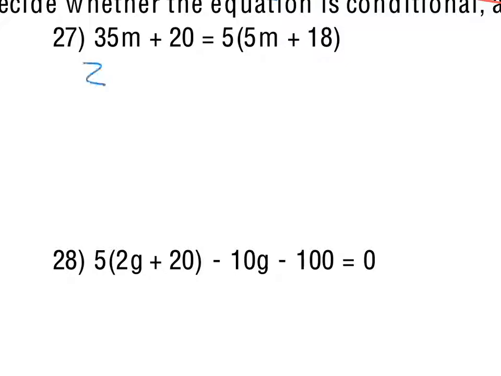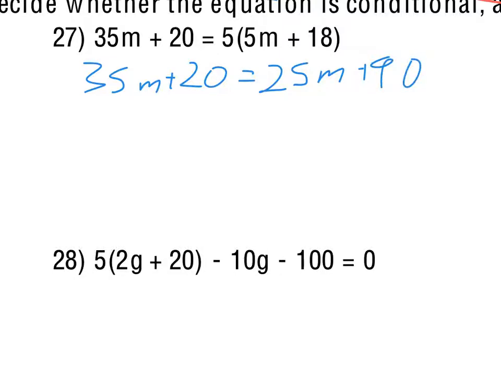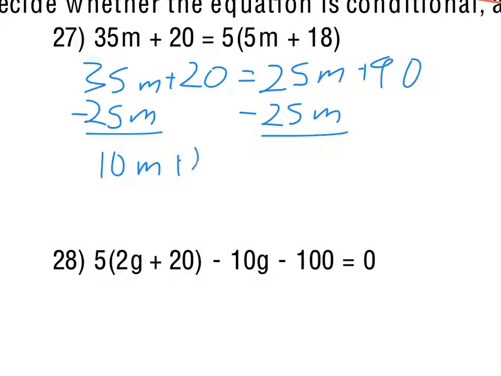We won't do anything with the left right away. Distributing the 5 gives us 25m plus 90. Let's see, this one looks like it'll be conditional because we still have some m's left after subtracting 25m from both sides. That leaves me with 10m plus 20, and that's equal to the 90.